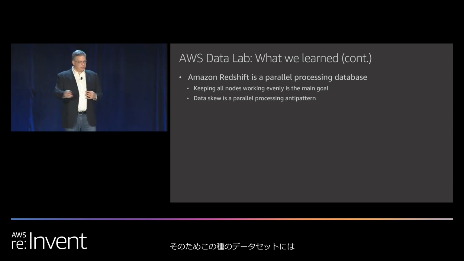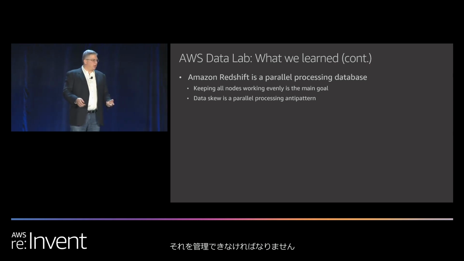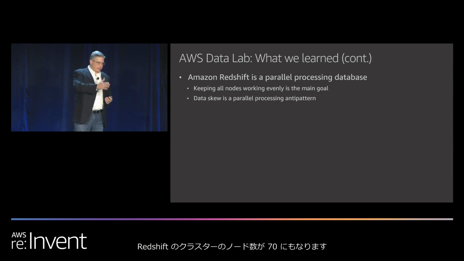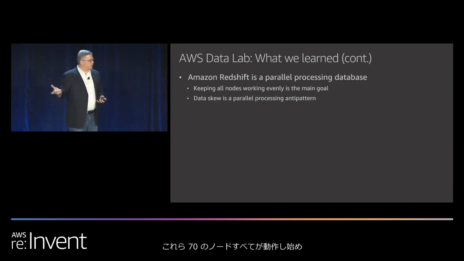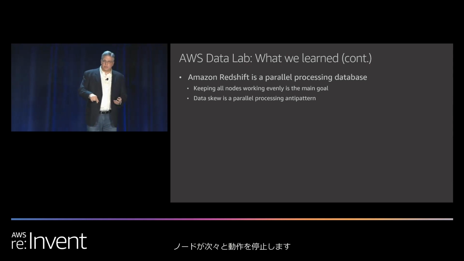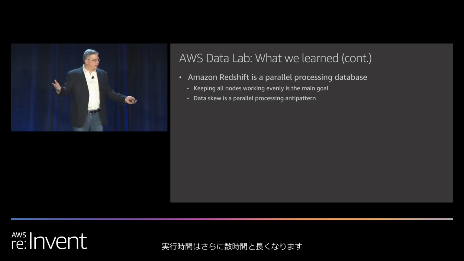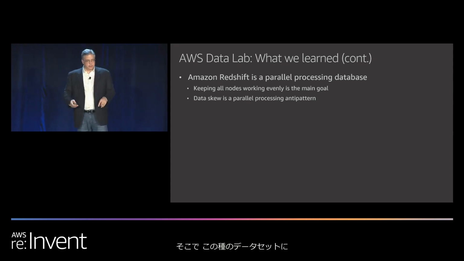So there's a lot of data skew in this type of data set. So you have to be able to manage that. And what will happen in Redshift if you have data skew is you'll have a 70-node Redshift cluster. The query will start. All those 70 nodes will start doing something. And then one by one, those nodes will stop doing something. And when you get to the node that's running the QQQ, that's going to be running for a couple more hours. That's not what you want. You want to get all those nodes working evenly.